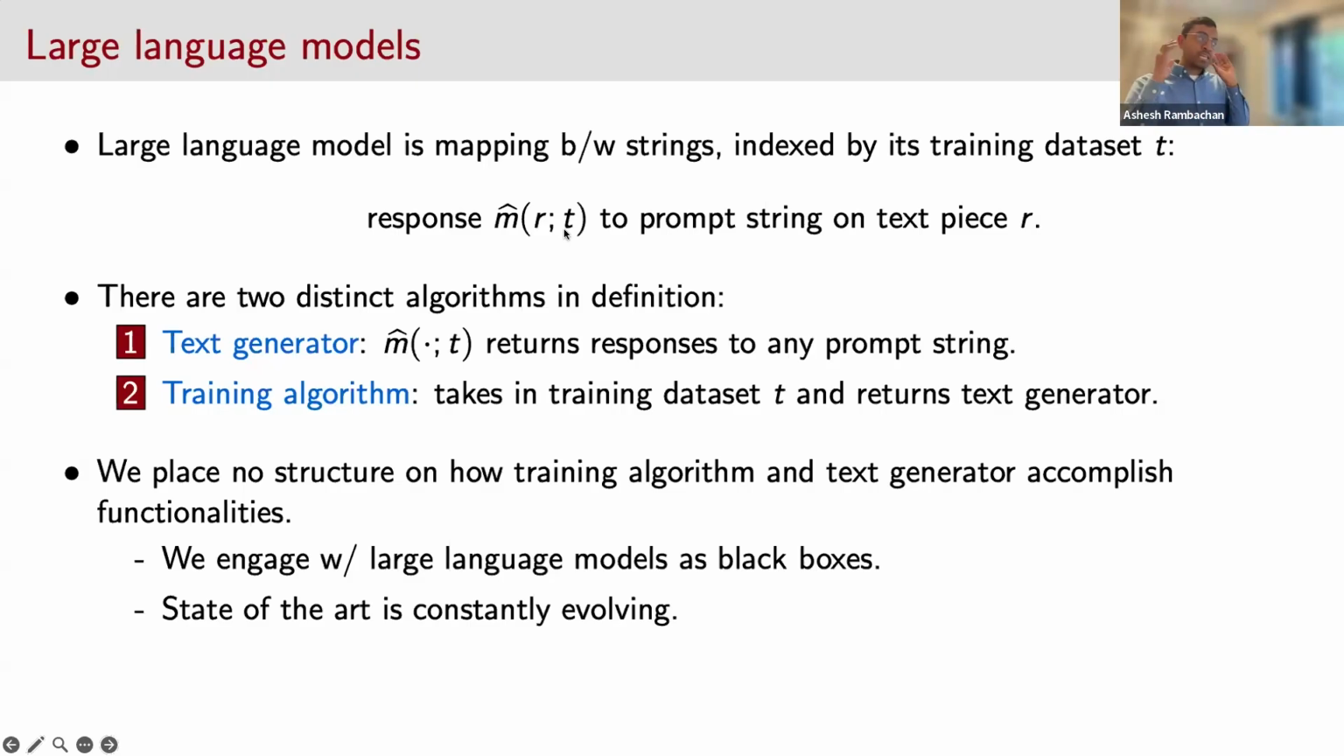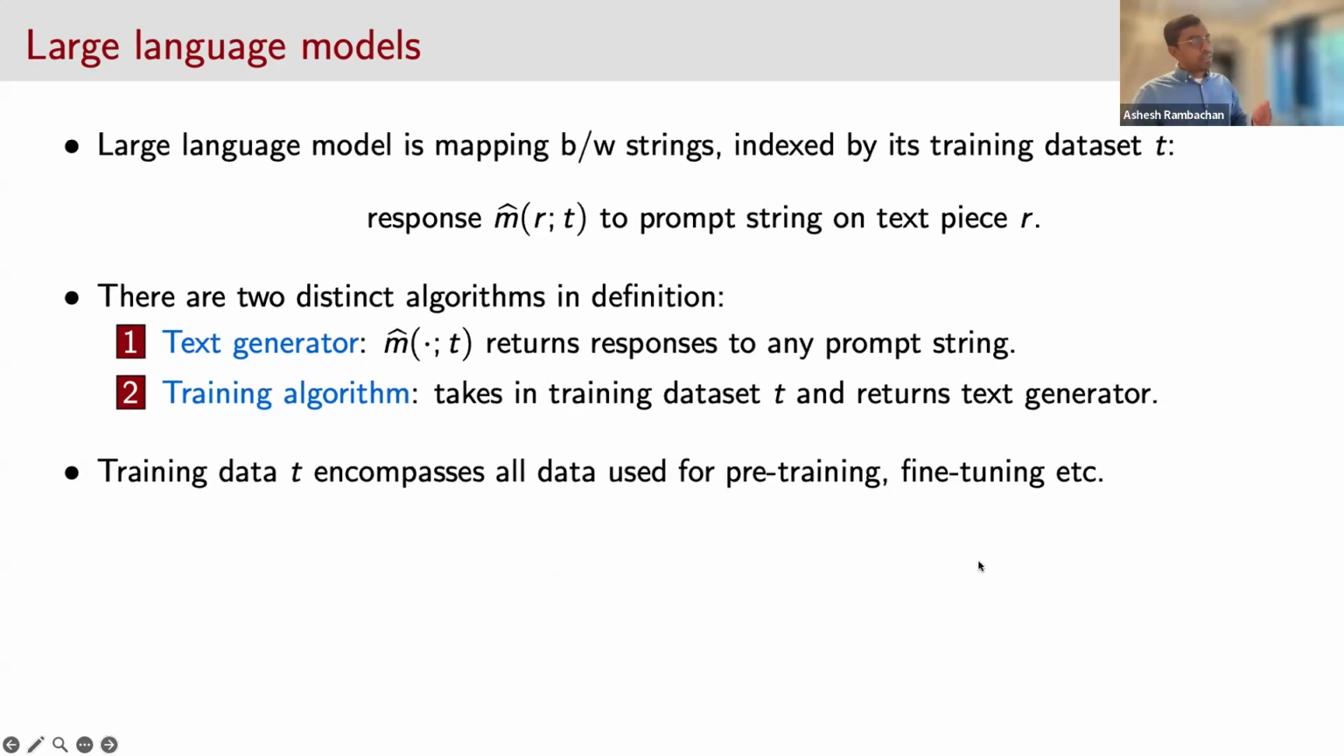Now, in this notation, it's important to keep in the back of your minds that there are really two distinct objects that are often talked about around large language models that are being combined together. The first is what you might think of as the text generator. Once the model has been trained, how do we generate responses given any prompt string? And the second is how exactly the model was actually trained. Given some pre-training data set, some additional data set on feedback, et cetera, how do we actually go from that to the text generator that we access from some API? And importantly, we're not placing structure on how this happens. We're just treating the large language model as a black box, again, since the state of the art is constantly evolving.